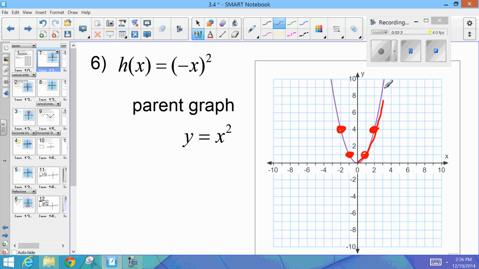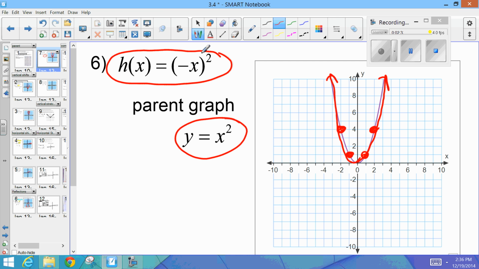So the parent graph, which is y equals x squared, and this graph, in this case, happen to be the exact same graph. And that makes sense algebraically, too, because if I were to simplify this expression, any negative raised to an even power becomes positive. And so algebraically, they're the same as well. Next slide.